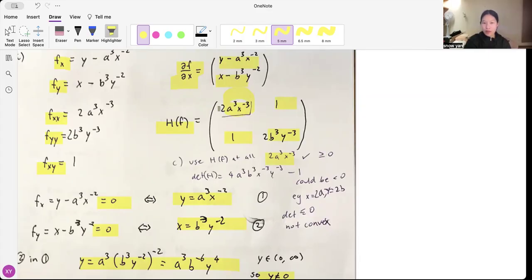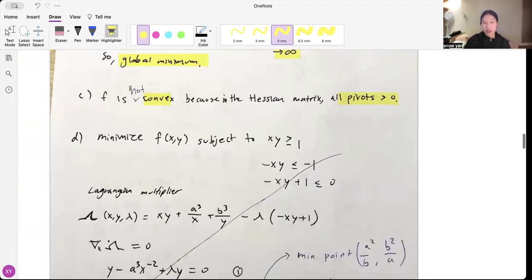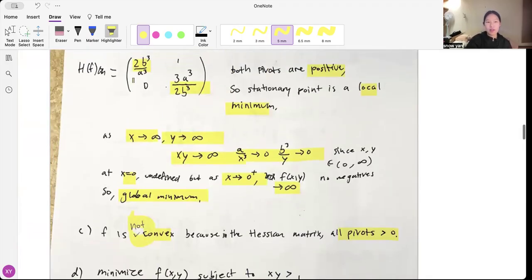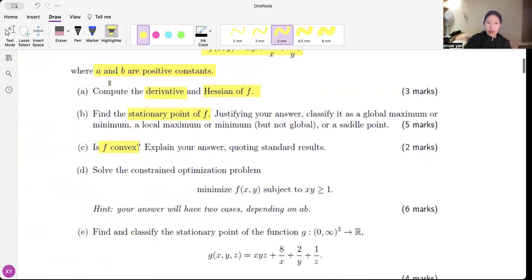But the problem is that when we have the 2 by 2 matrix, our determinant is this thing over here, and this thing could be smaller than zero. For instance, if we have x equals 2a and y equals 2b, then the determinant, the left-hand side over here, would be less than 1. So when we subtract it, this thing is less than 0, and then it's not convex in that case. So that's why part C fails. I got that wrong because I was just referencing this matrix, which only applies for one point, not throughout the function.